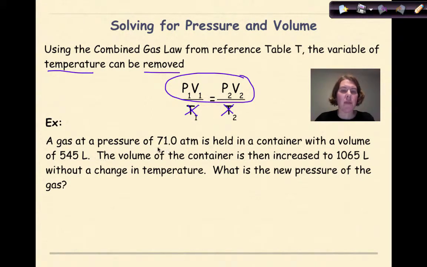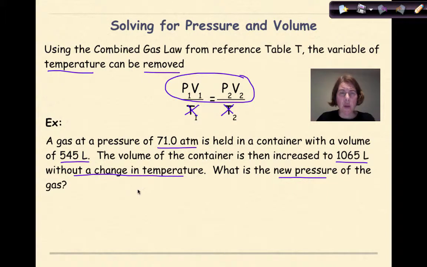A gas at a pressure of 71 atmospheres is held in a container with a volume of 545 liters. The volume of the container is then increased to 1,065 liters without a change in temperature. This is really key right here because this tells us that we're using Boyle's Law and we can hold this particular variable constant. What is the new pressure of the gas?